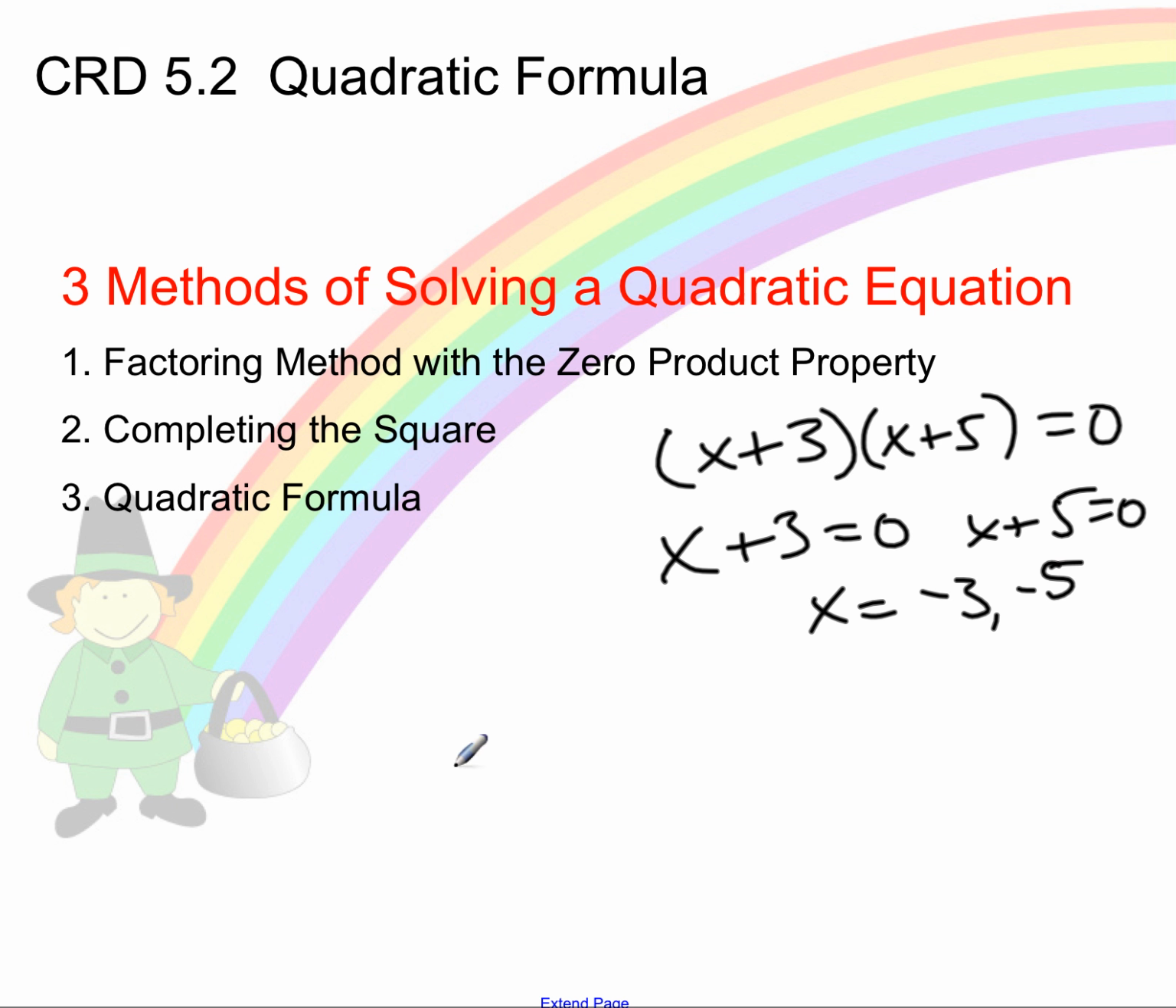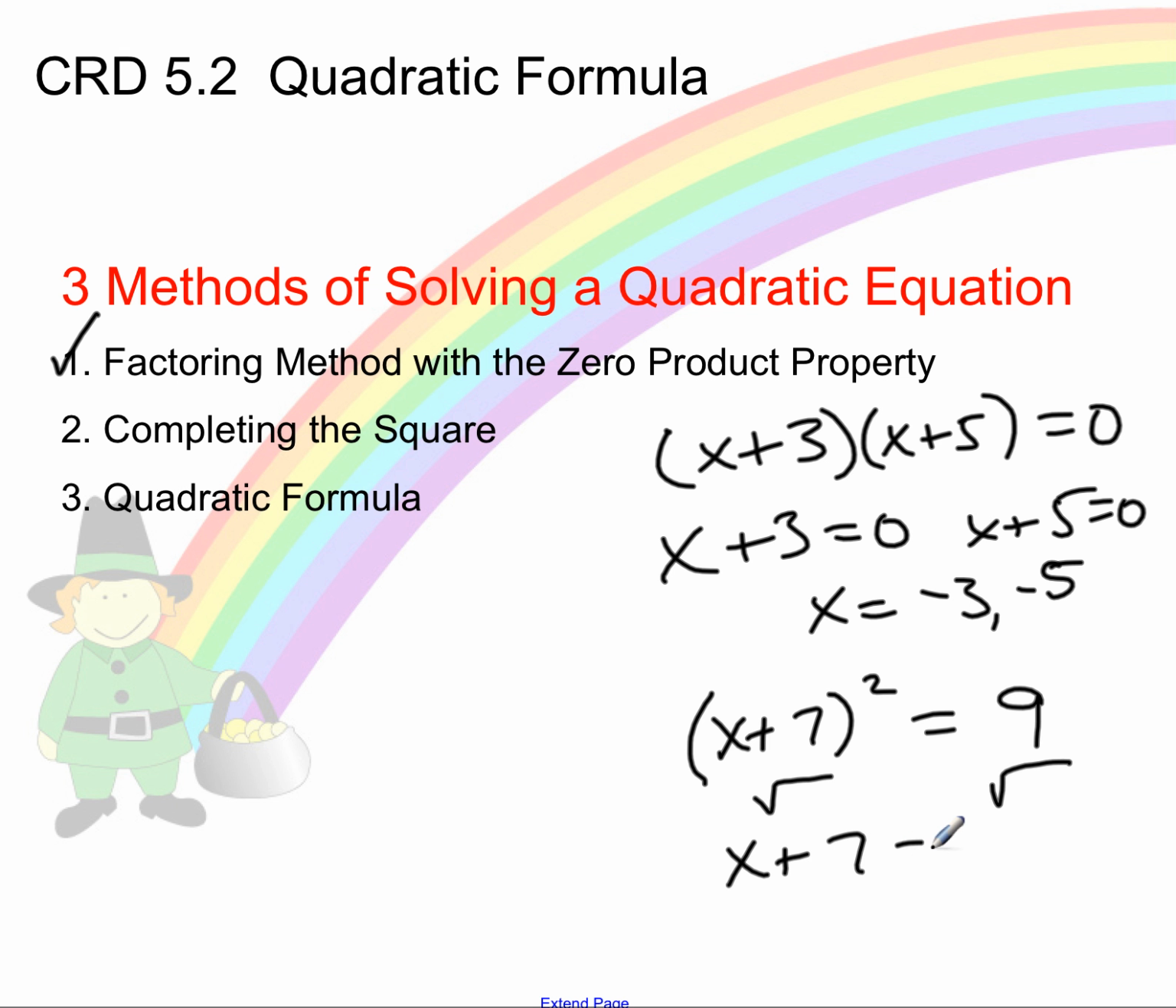The second method, completing the square, you factor something and you kind of force it to be a perfect square binomial, and sometimes it equals something. It doesn't have to equal 0. You square root both sides and you get x plus 7 equals plus or minus 3, and you solve that way. This way I also get 2 solutions typically. In this case I get -4 and -10. So that is complete the square.